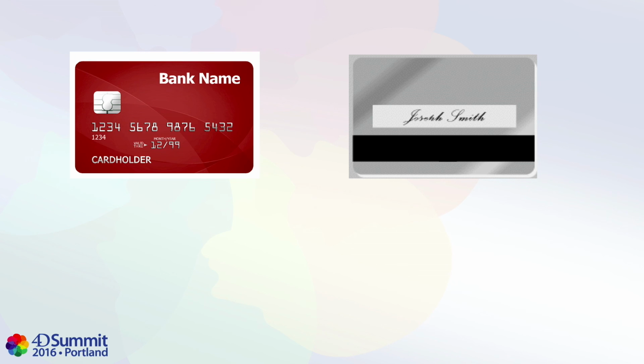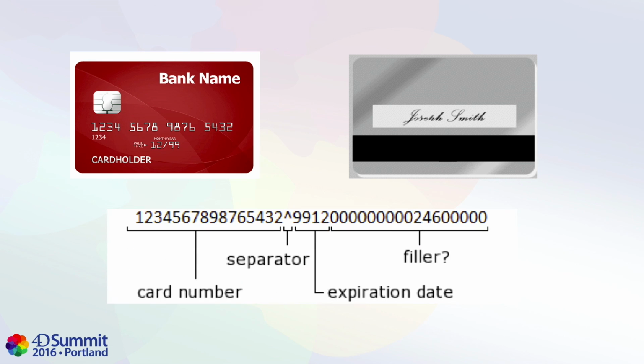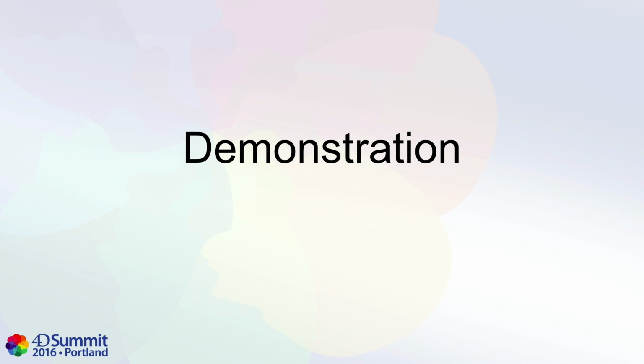I'm just going to give you an idea that, for instance, this one has the numbers and the expiration, and this particular card reader will get the card number and the expiration. And there's some other things that are not important, but it's part of the scheme. So I'm just going to show you a sample demonstration.